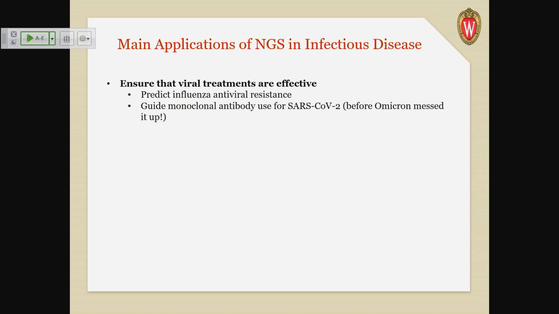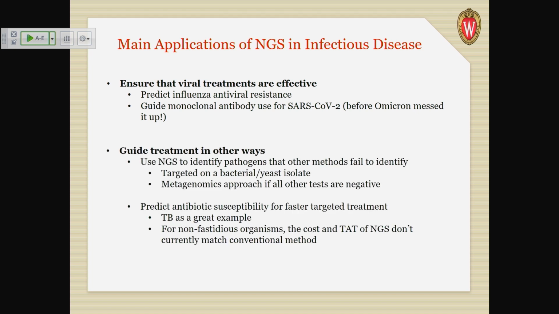And then back about a year or so ago, with SARS-CoV-2, we really used the sequencing and which variants were circulating to guide monoclonal antibody use. On the bacterial side or on the non-virus side, we can use NGS to guide treatment in other ways. If everything else is negative, but the ID doc still thinks this is something that's infectious, we can do metagenomics and see what else might be there. Maybe some weird leptospira or some other pathogen that we don't routinely test for, that can identify and then help treat that patient. Or we can predict antibiotic susceptibility for faster targeted treatment.